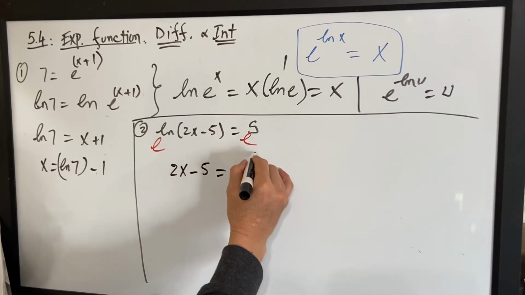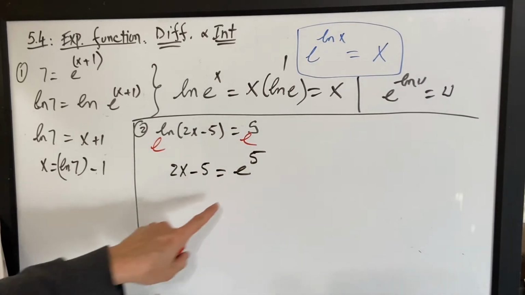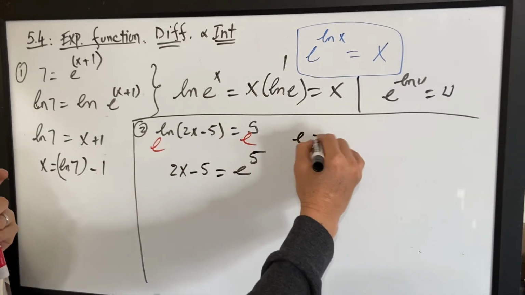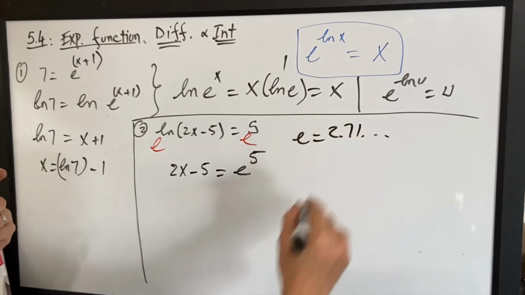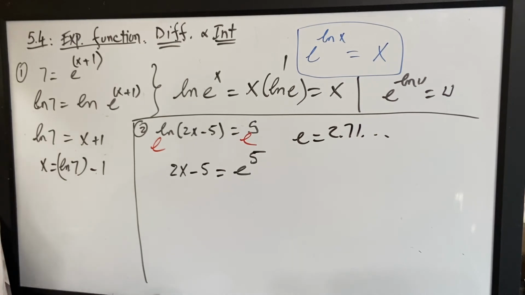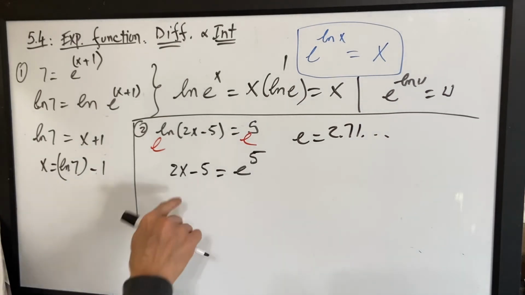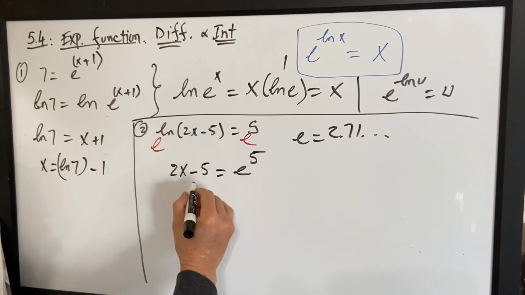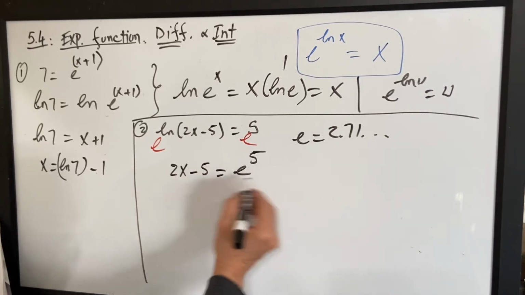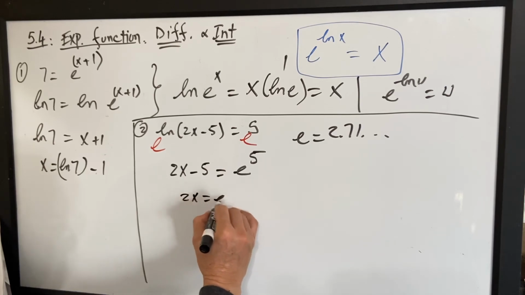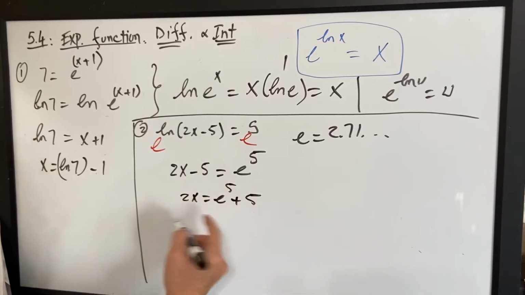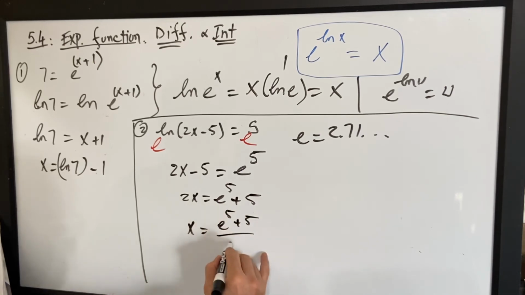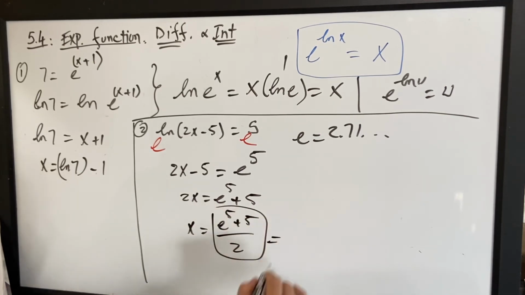And over here, 5. You ask, Mr. Jang, what is e? E, you know, is 2.71 and so on. It's like pi. It is an irrational number. Here we go. How do I solve for x? Well, you know the algebra. Bring negative 5 over. You got 2x equals e to the 5 plus 5. And then the rest is history for you. Over 2. And then plug into your calculator.